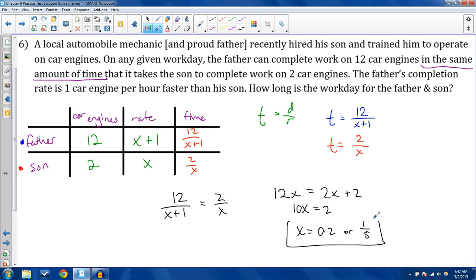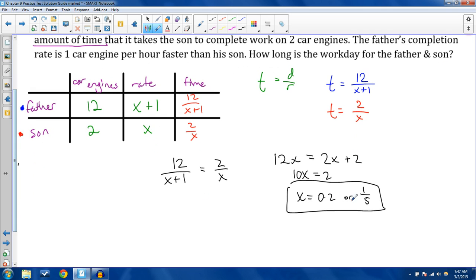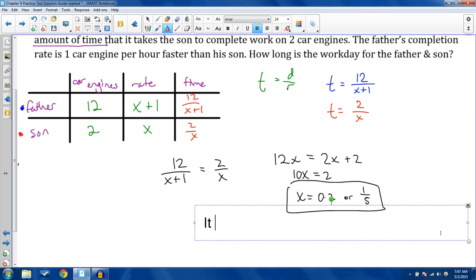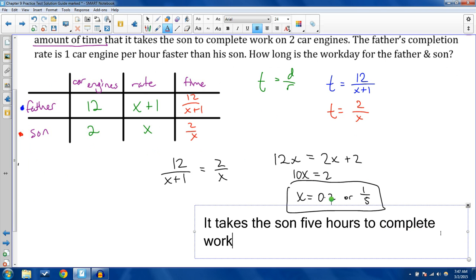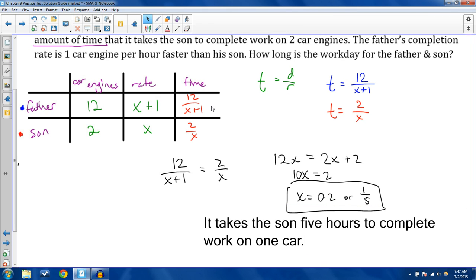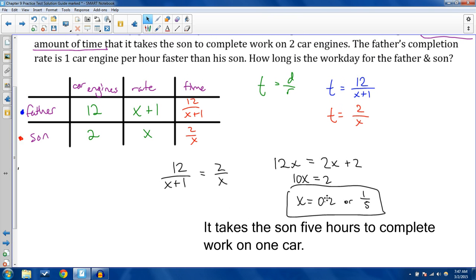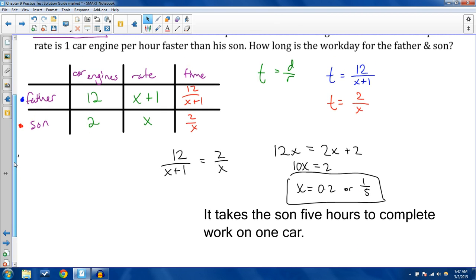Another way of saying this, for the son's rate, the son finishes 0.2 cars per hour, or 1/5 of a car in 1 hour, or it takes the son 5 hours to complete work on 1 car. There are a lot of different ways you can say what you're saying as long as you use the same units, hours and cars, in terms of car engine, stuff like that. So the father can complete 1.2 cars per hour, or 6/5 of a car, which is 1 car and then 1/5 of another car, or he can complete 6 cars in 5 hours.